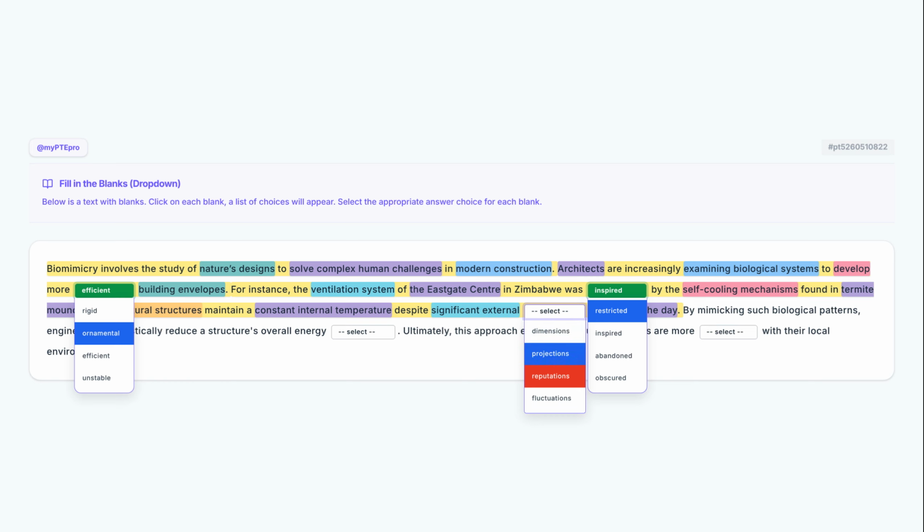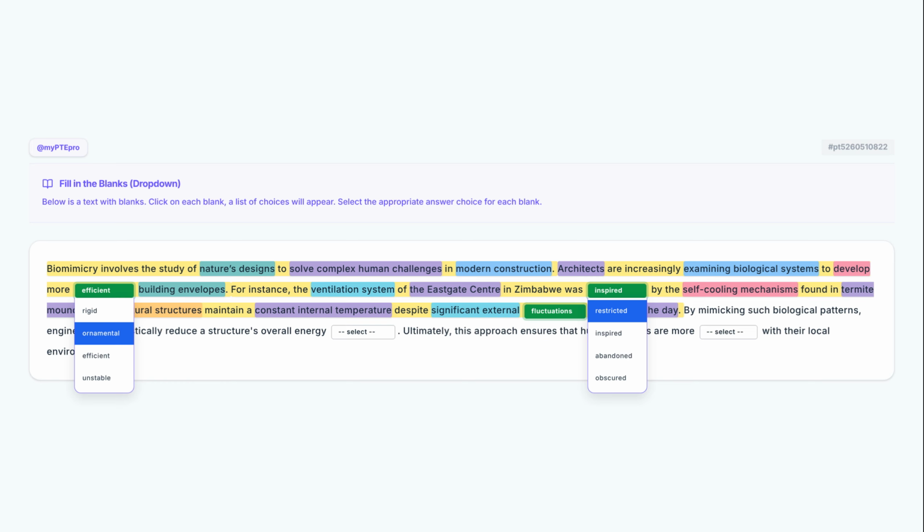It explains the specific challenge that the self-cooling mechanisms must manage to keep the interior stable. Correct. Fluctuations is the correct term because it refers to the rise and fall of temperature, which is the significant external factor mentioned. The sentence sets up a contrast. The mounds maintain a constant internal temperature despite the fact that outside conditions vary throughout the day.